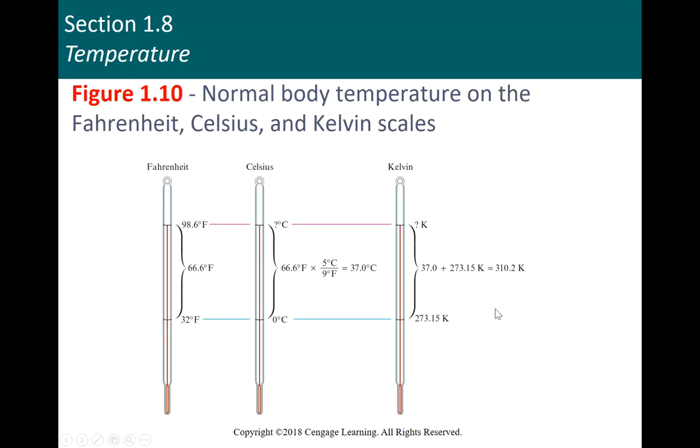Normal body temperatures in Fahrenheit, Celsius, and Kelvin. Normal body temperature in Fahrenheit is about 98.6 degrees Fahrenheit. That converts to approximately 37 degrees Celsius. And if you want to know what your normal body temperature is in Kelvin, it's 310.2. So if you really want to panic your mother, call home and say, hey, my fever is 310.2.